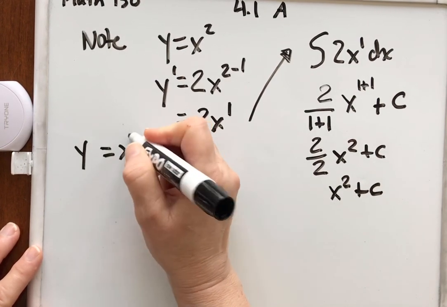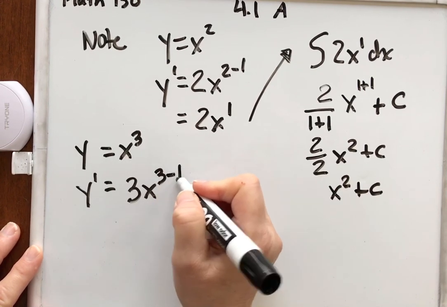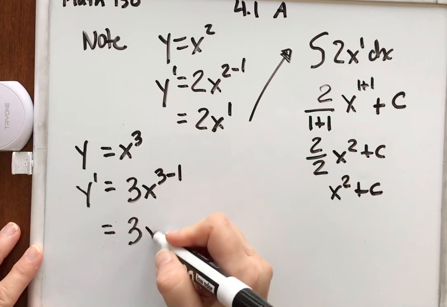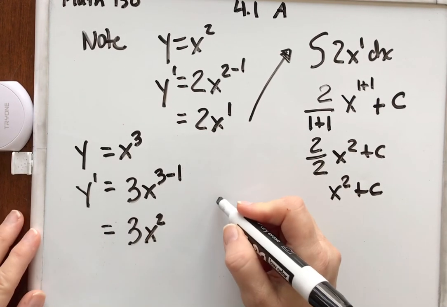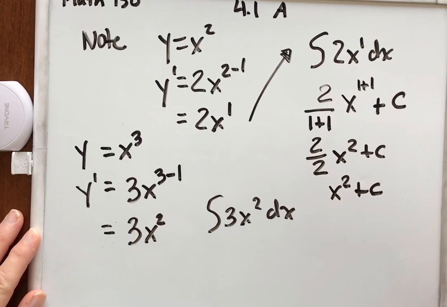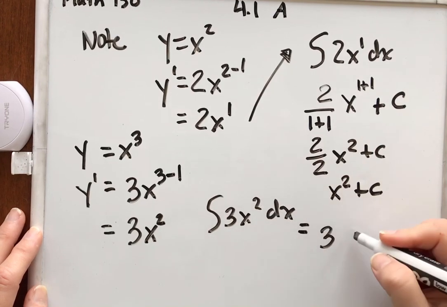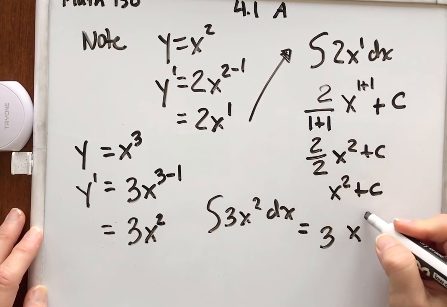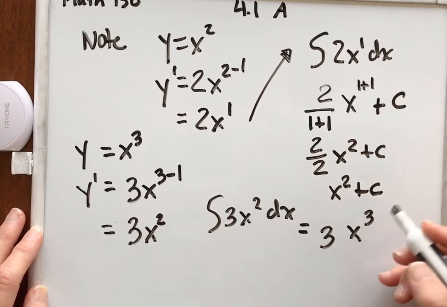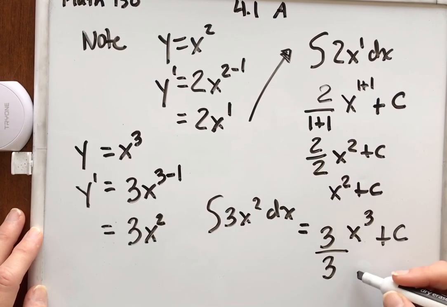If y equals x cubed, y prime equals 3x to the 3 minus 1. So we took away 1, 3x squared. So now let's integrate 3x squared dx. We're integrating 3x squared dx. Okay, so what we do is we keep the 3. We're going to add 1 to the square, so that gives us 3 because we're adding 1. And then we divide by exactly what we put here, plus c. So our answer is x cubed plus c.